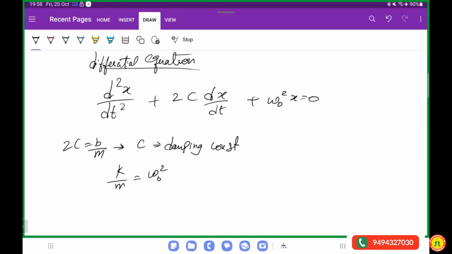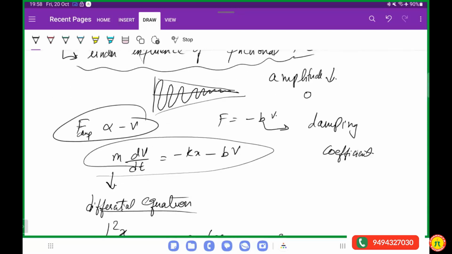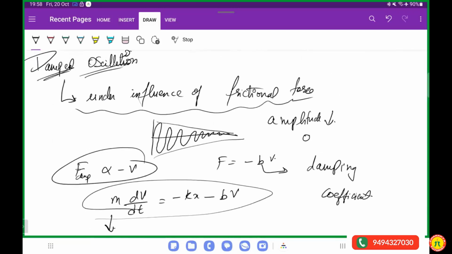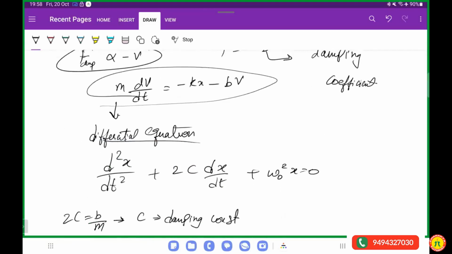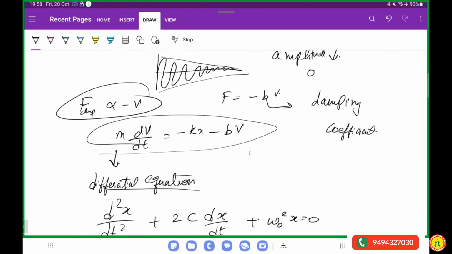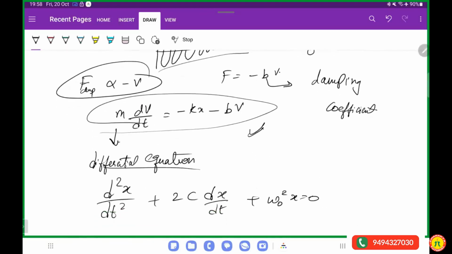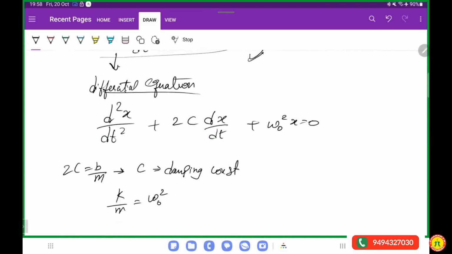Now in this case, the amplitude will keep reducing. So there is no need to get so much confusion here. We just need to know all these formulas. And b is your damping coefficient.